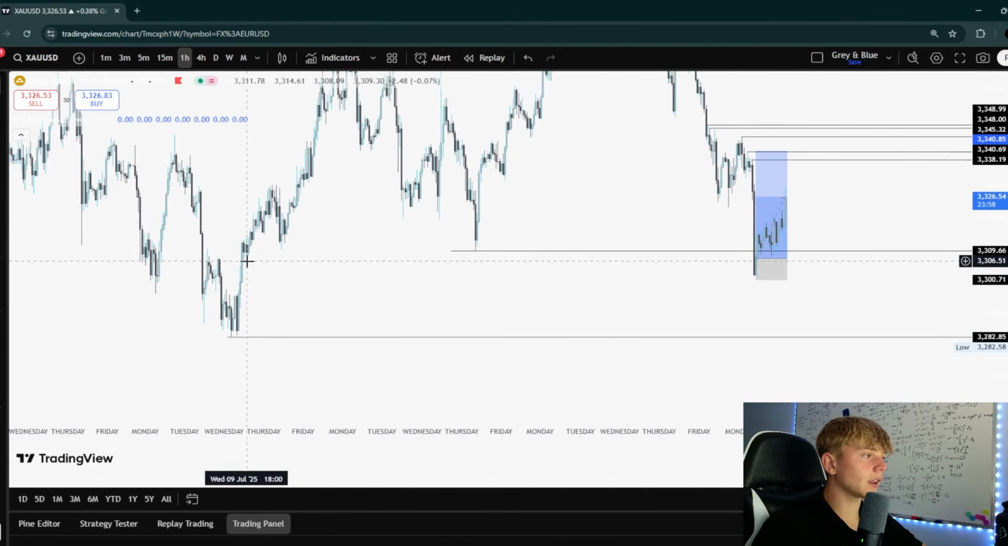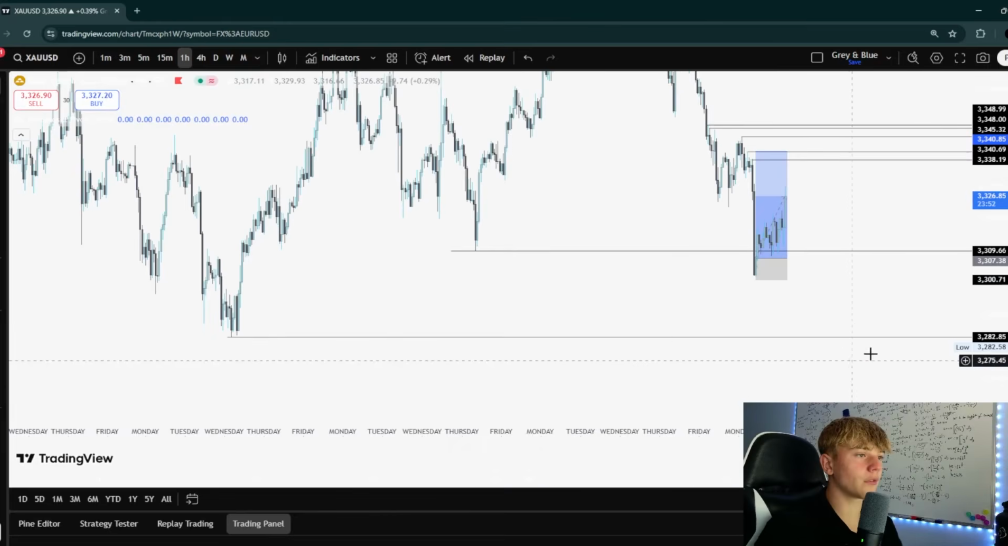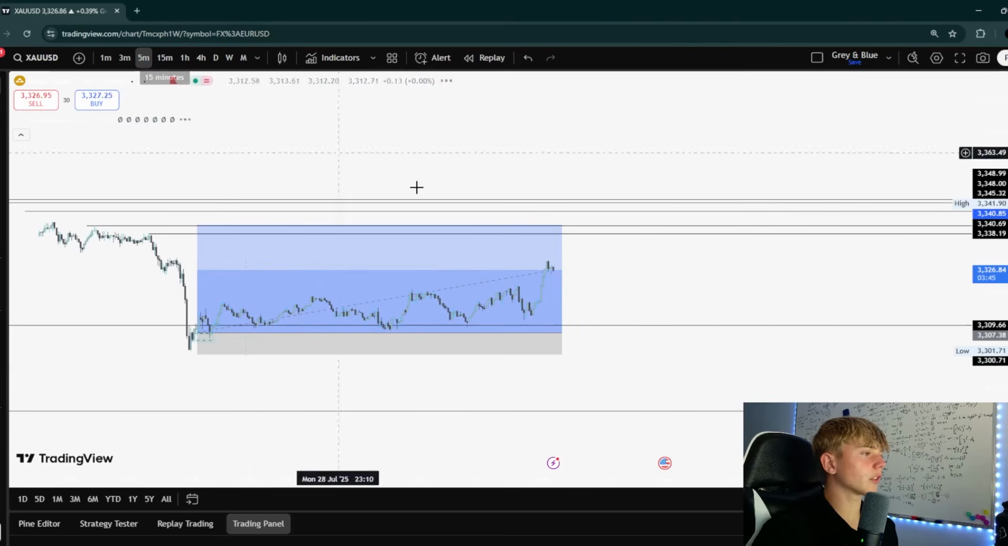But also we had a little fair value gap here. We also had a bit of a range here that could be used as support if you trade support and resistance. So I had a few confluences from across all the time frames that showed this could be a good trade. So I dropped down to the 5-minute chart.